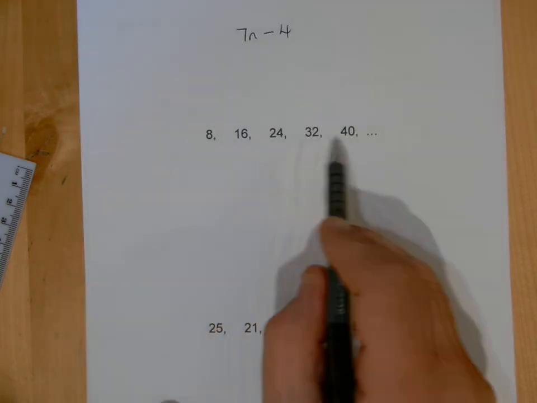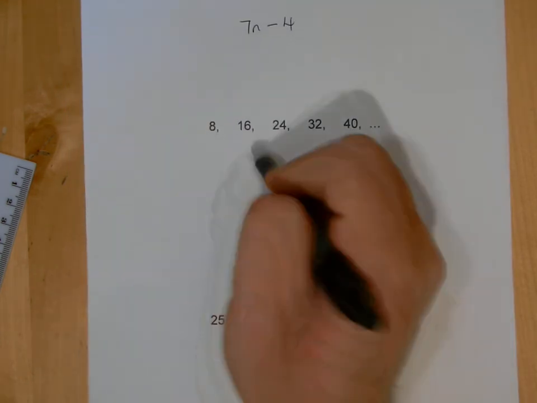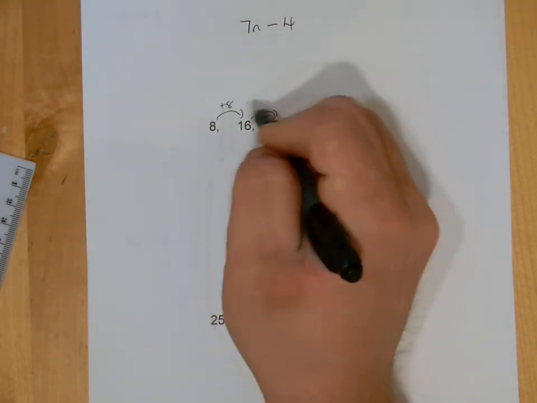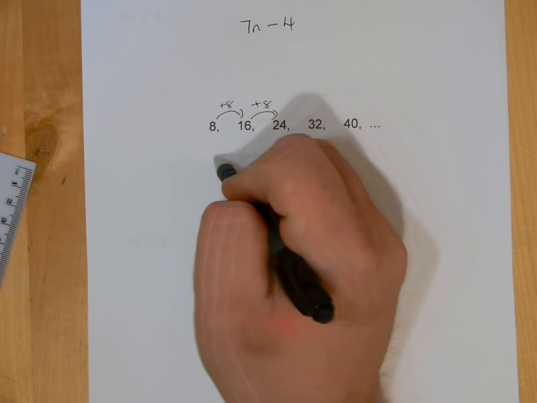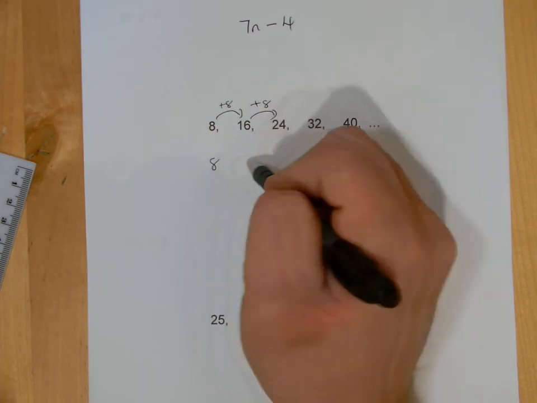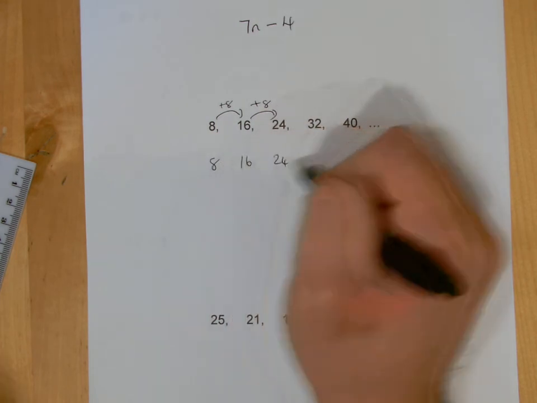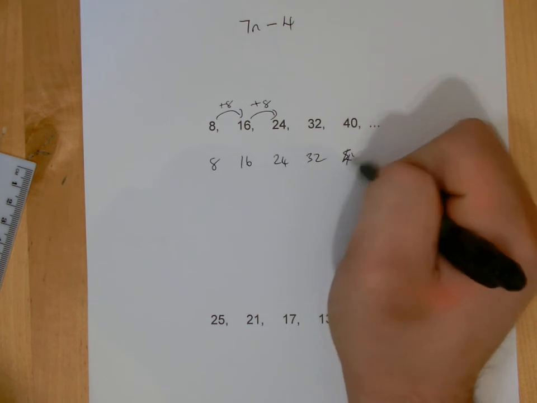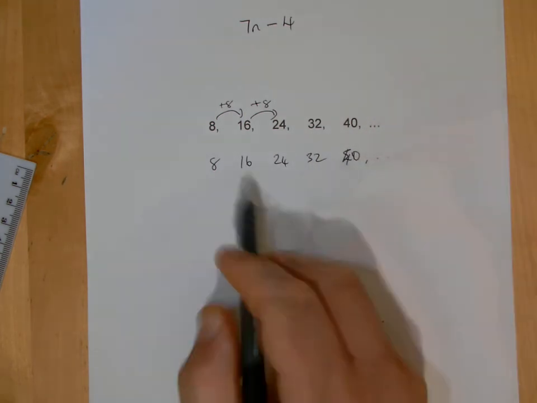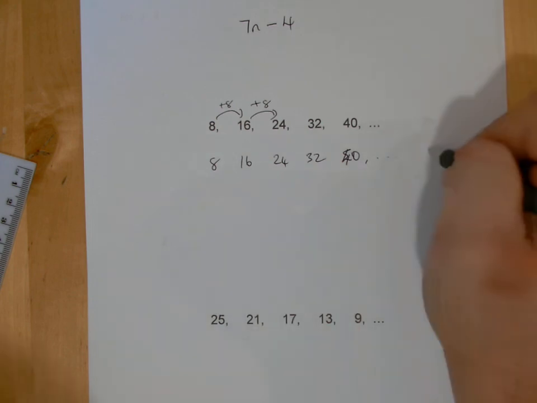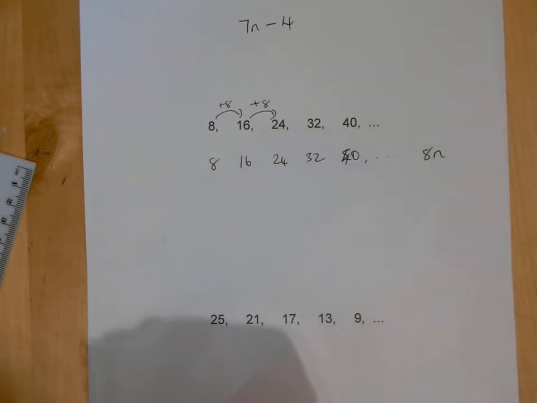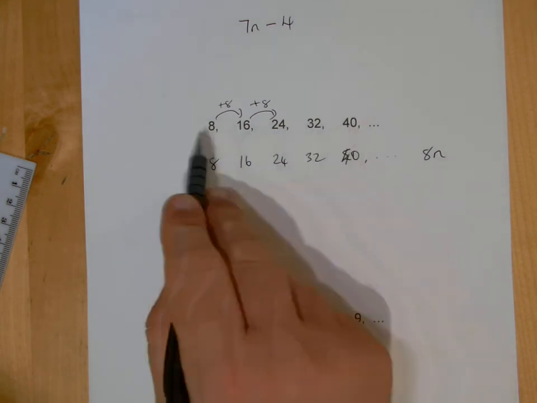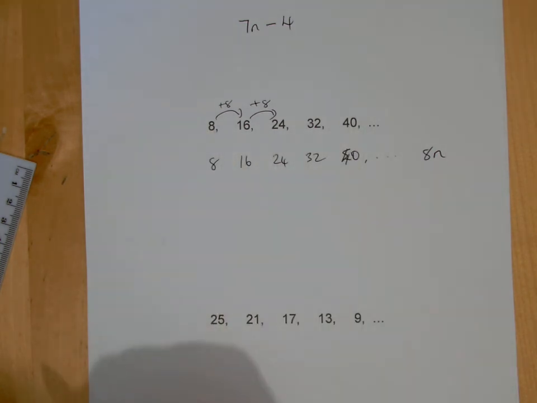8, 16, 24, 32, 40. Well, if you look here, it's going up in 8s. We're adding on 8 each time. So that means I'm going to write the 8 times table down. So 1 times 8, 2 times 8, 3 times 8, 4 times 8, 5 times 8, and so on. 40 there, isn't it? Now, notice here, of course, that's my 8 times table, which would be 8n. But it's just the same as the sequence, isn't it? Okay? It's just the same.